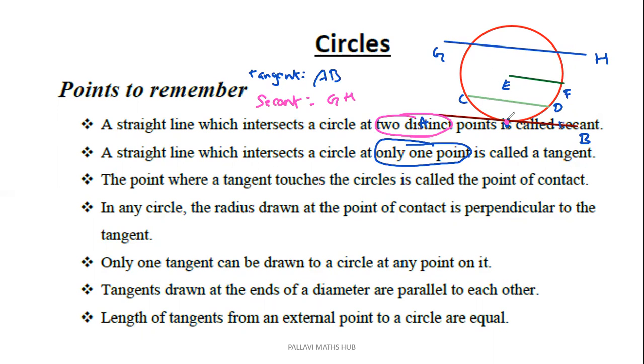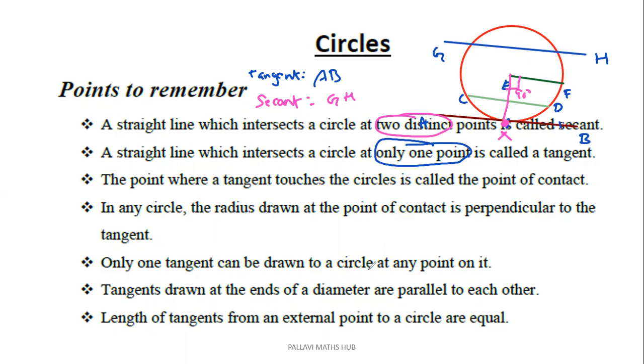This point I will call X. This point is called the point of contact. When the tangent touches the circle, this point is called the point of contact. The radius drawn at the point of contact is perpendicular to the tangent. Yes, the radius is always perpendicular to the tangent. This is 90 degrees. Which one is the radius? EX is a radius and EF is also a radius.